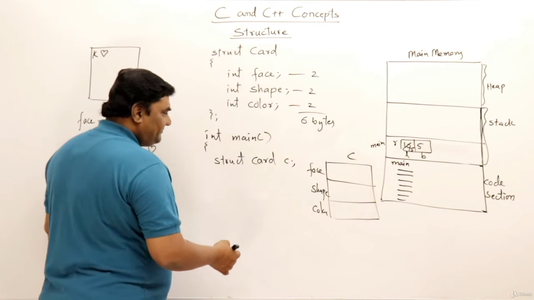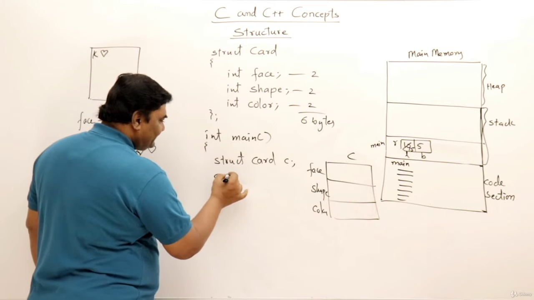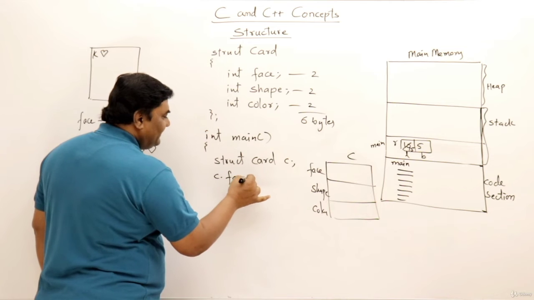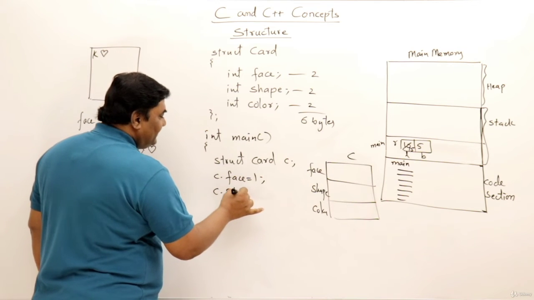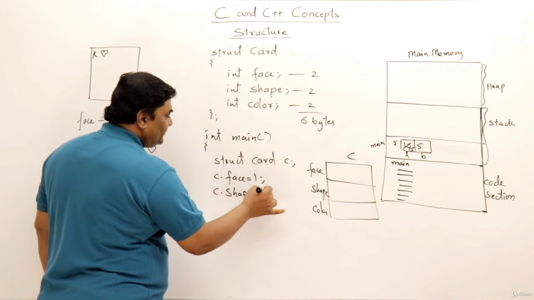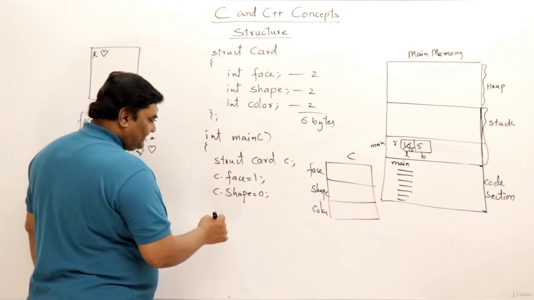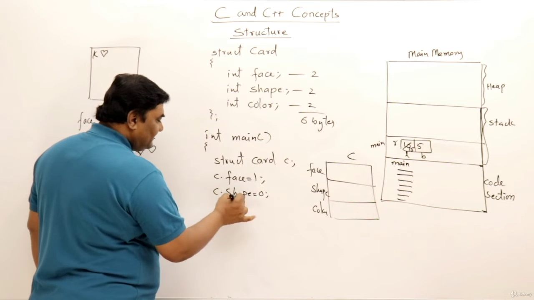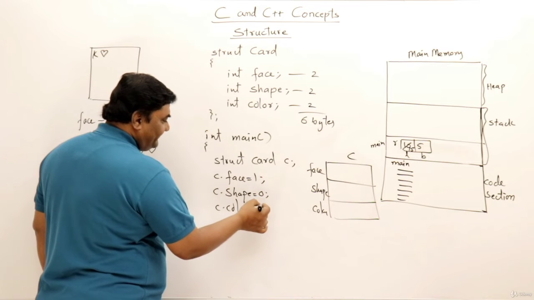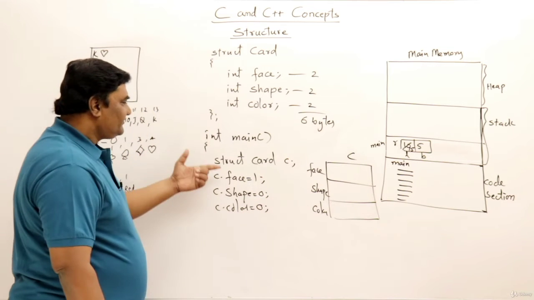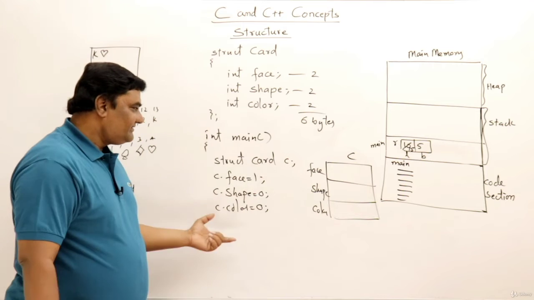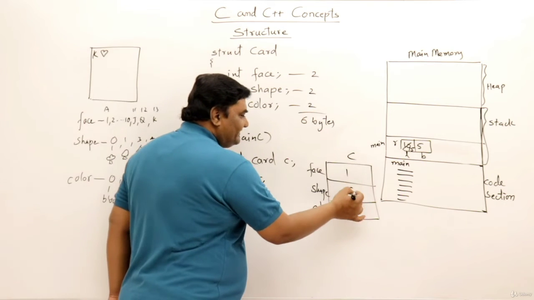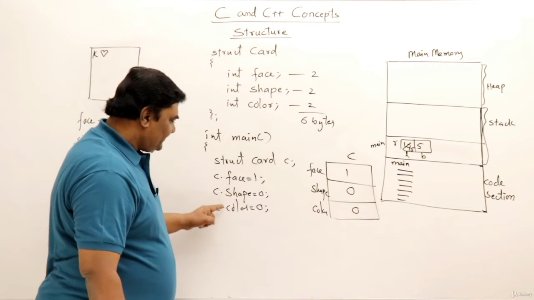Now I can access all these members by using the dot operator. I can say C dot face, assign ace, so for that I will write 1. C dot shape, suppose the shape is 0, so this is for club or clover. Now C dot color, this is black color definitely, so this is 0. So this is how I can create a variable of type structure and initialize its members. So this will be 1, 0, 0. You can see that I am using the dot operator.